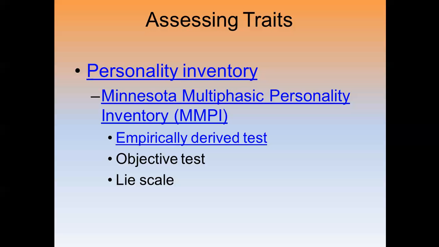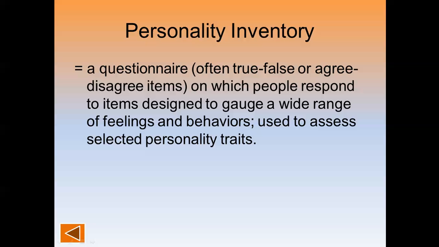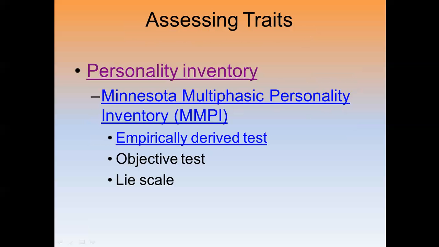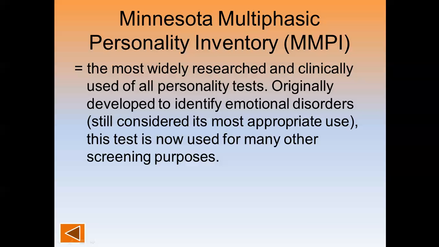So, psychologists assess several traits at once by administering what we call personality inventories. In these, people respond to items designed to measure a wide range of feelings and behaviors. One of the most famous is the Minnesota Multiphasic Personality Inventory, the MMPI. This is the most extensively researched personality inventory. It was originally developed to identify emotional disorders, but this test is now used for many screening purposes.